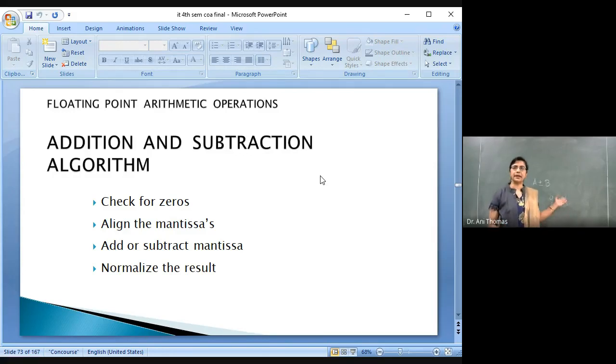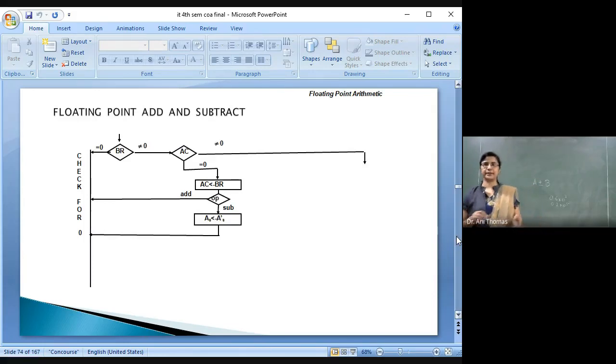And then we apply the procedure for addition and subtraction of mantissas as we have been doing addition and subtraction of fixed point numbers, and after the addition we get the result in the accumulator register and that result has to be normalized. Every intermediate result has to be normalized. So the fourth step is to normalize the result which has been obtained from addition or subtraction. So we'll go stepwise.